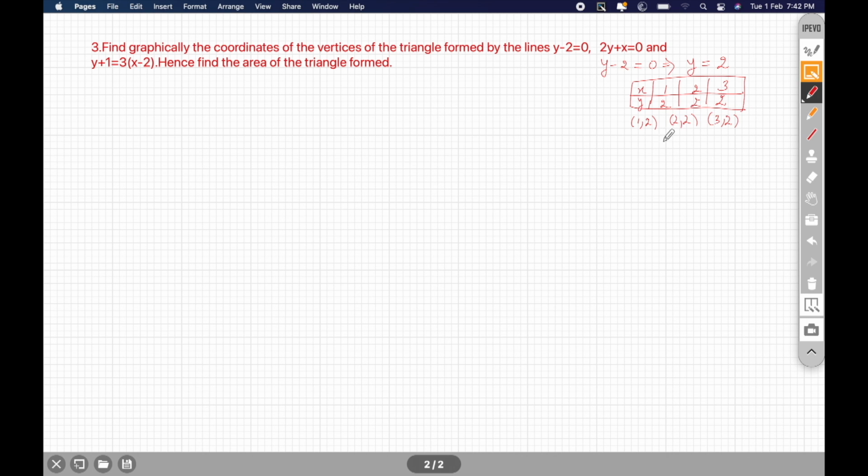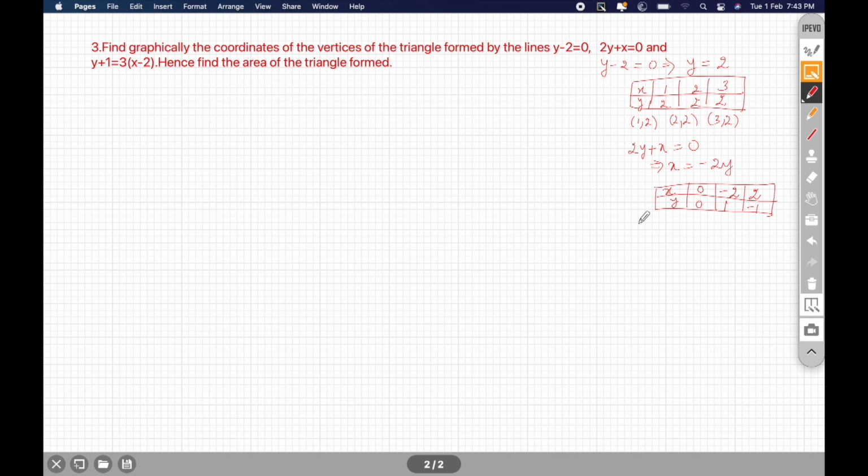The next equation is 2y plus x equals 0. So let me make x the subject here. So x equals minus 2y, right? So again we have to choose the value of y to obtain the value of x. So when y is 0, x is 0. When y is 1, x is minus 2, and when y is minus 1, x is plus 2.